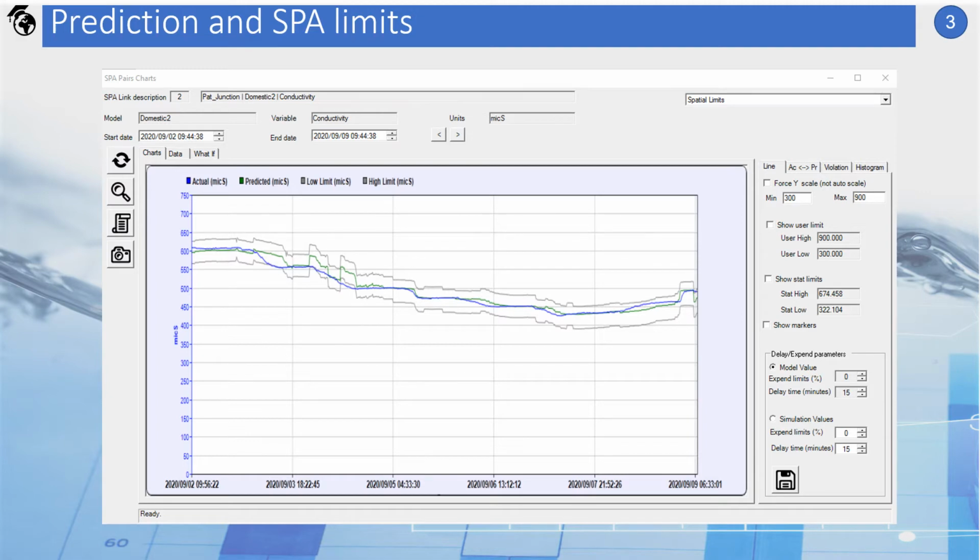The chart includes 4 lines. Upper and lower spatial limits with gray color. Predicted value with green color and actual value with blue color. When all goes well, the green and the blue lines should be close to each other and between the upper and lower gray lines.